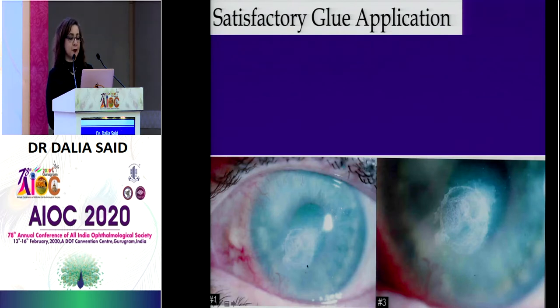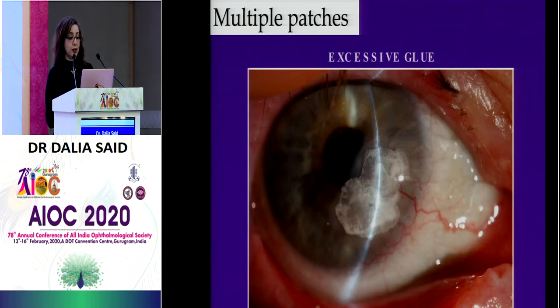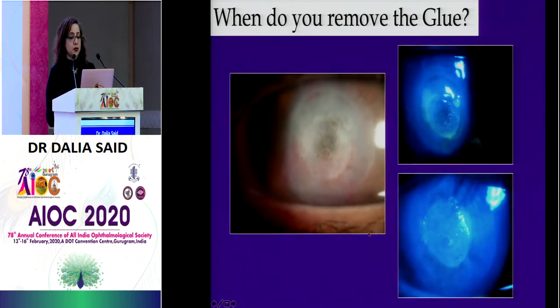And this is an example of satisfactory glue application. Can you see this? Just a disc, and the advantage of that plastic disc is that it makes the glue flat on the surface, so there are no raised areas in between, which would be very uncomfortable for the patient. For example, this is excessive glue, and you can see the glue is sticking out from everywhere, and that is very, very irritating for the patient, and it will cause a lot of vascularization, as you can see here.